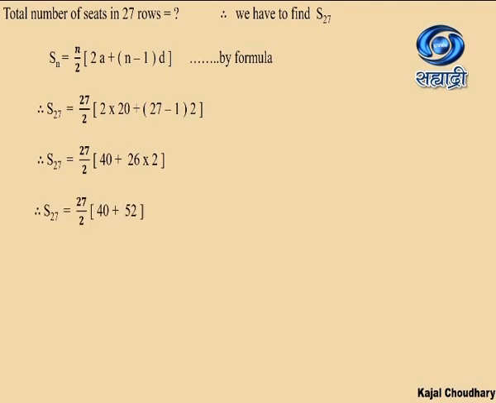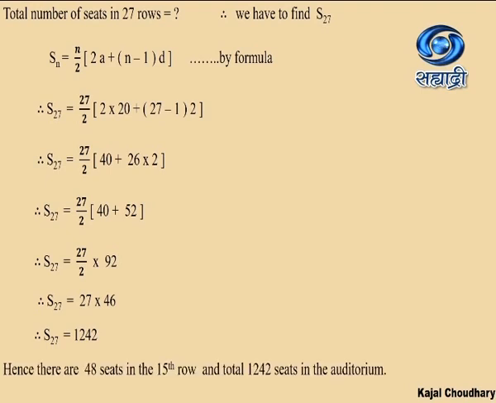That we know now. So now let us solve the bracket. We are going to get 40 plus 52 over here, so S27 is equal to 27 upon 2 multiplied by 92. How does 92 come? 40 plus 52. Now you can reduce it: 2 ones are 2, and 92 can be reduced to 46. You can carry out that division and check. Now S27 is equal to 1242. What was S27? The total number of seats in 27 rows. Therefore, there are 48 seats in the 15th row and a total of 1242 seats in the auditorium.